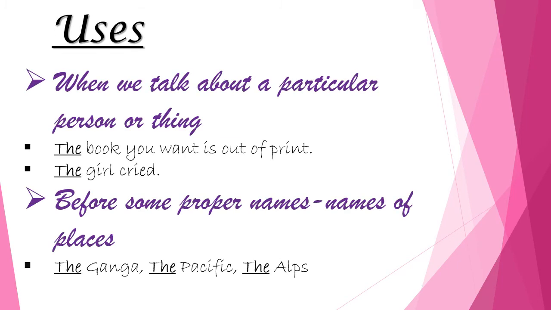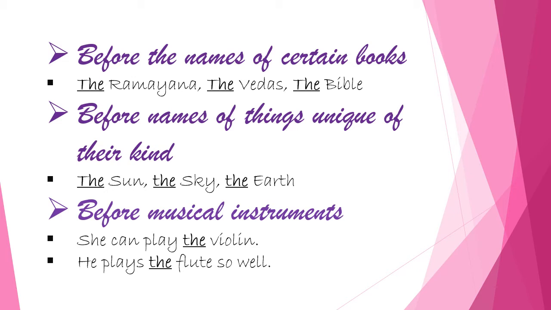Let us now discuss when to use the definite articles. When we talk about a particular person or thing, as it is clear from the definition of definite articles, like the book you want is out of print, so the specific book you wanted is out of print. Before some proper names, like names of places like the Ganga, the Pacific, the Alps. We also use definite articles before the names of certain books, like the Ramayana, the Vedas, the Bible. Before names of things unique of their kind. That means there is no duplicate of those things, like the sun, the sky, the earth. Before musical instruments like the flute.